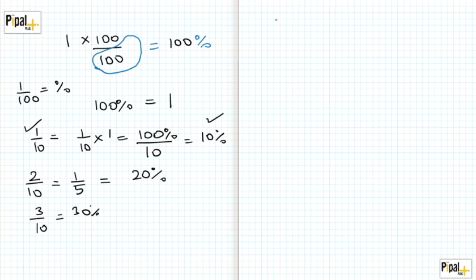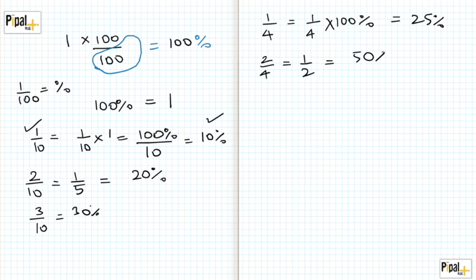All right, now we've seen 1 upon 10 and 2 upon 10 and so on. Now let's look at 1 by 4. Let's look at how 1 by 4 converts into a percentage. So 1 upon 4 equals 1 by 4 into 100%, right, which is equal to 25%. So 1/4, a quarter, is the 25th part of 100, right? So it equals 25%. Likewise, 2 by 4 is nothing but 1 by 2, right, equals 50%. 3 by 4 equals 75%, and so on.